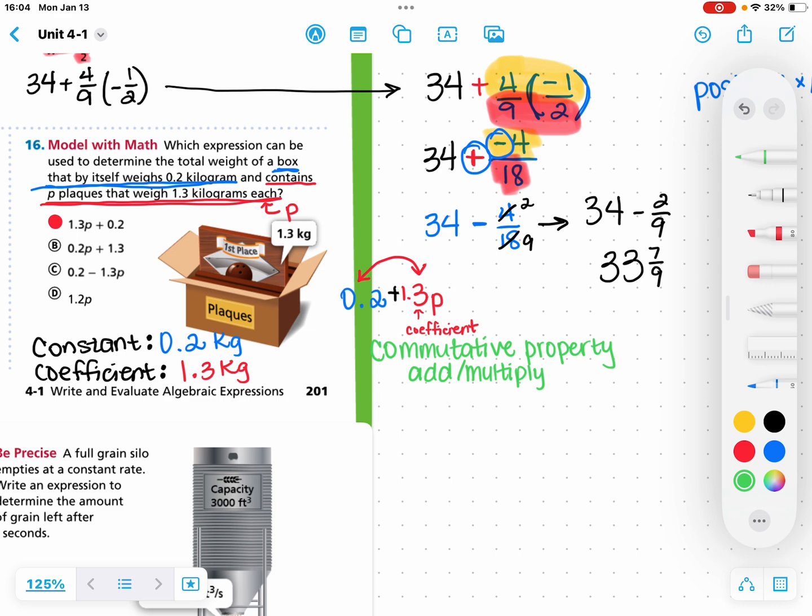Now, why did I add and not subtract? Well, whenever you're adding something, with this word contains, we're going to be adding plaques into the box. We're not taking them out. Now, if it said, and each plaque weighs 1.3 kilograms and we're taking them out of the box, then we would subtract. But since we are containing this plaque, since we are adding it to the box weight, we do need that addition.